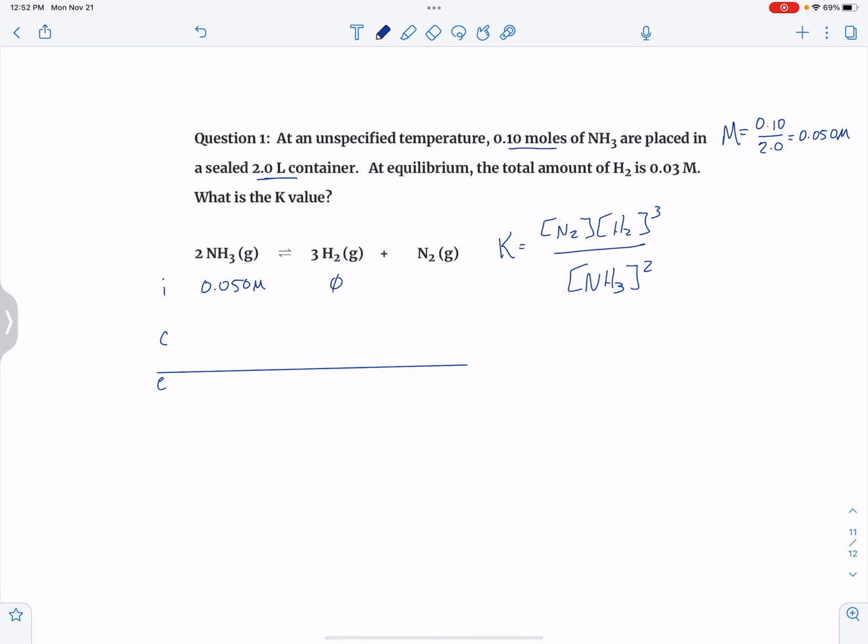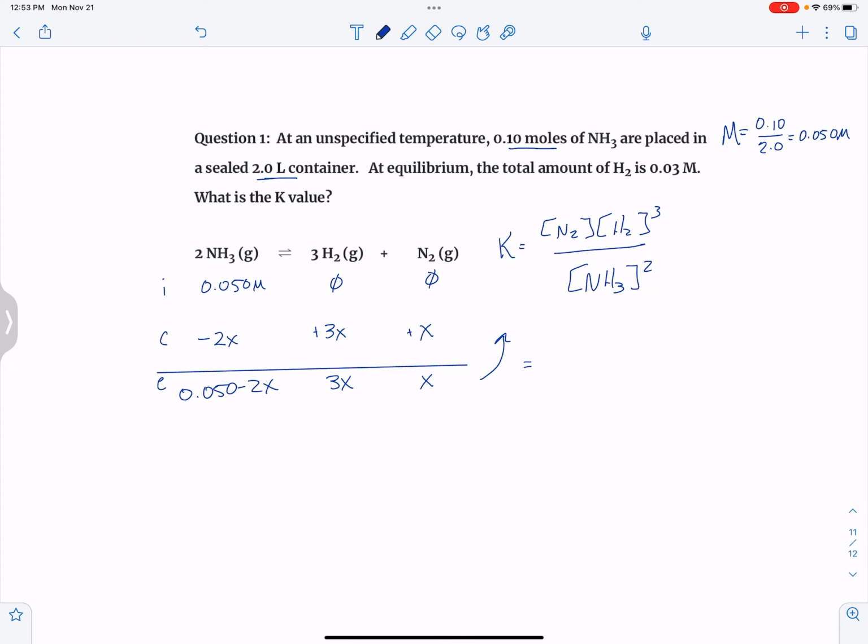And we don't have any of these because we haven't made them yet. Minus 2x, don't lose any coefficients. And then plus x. So we know that this value is 0.050 minus 2x. This part is 3x, and this part is x. So then we plug it into that K expression.